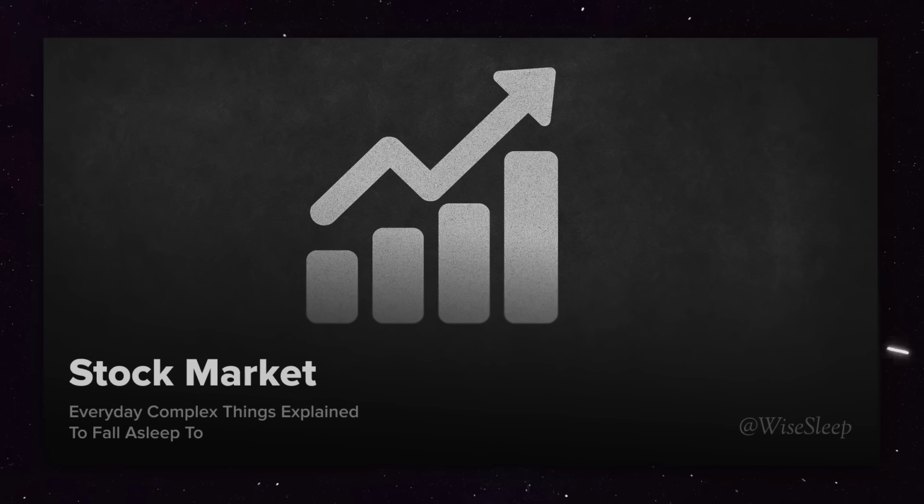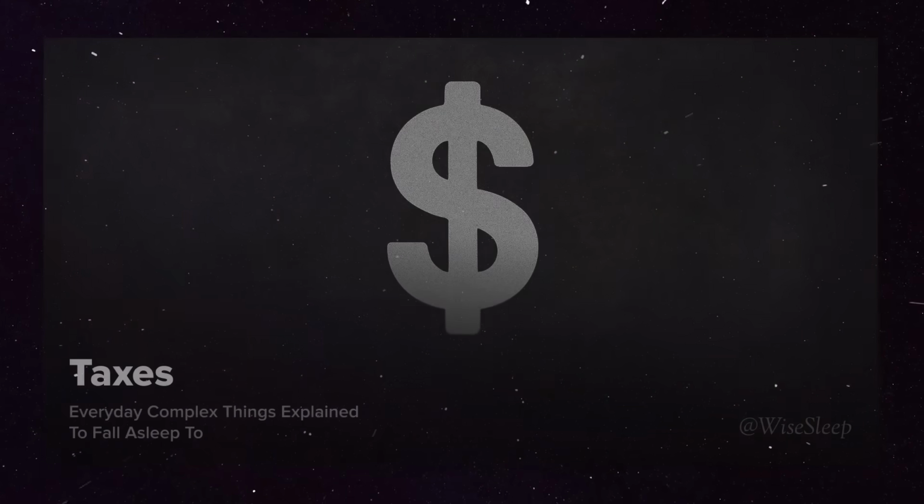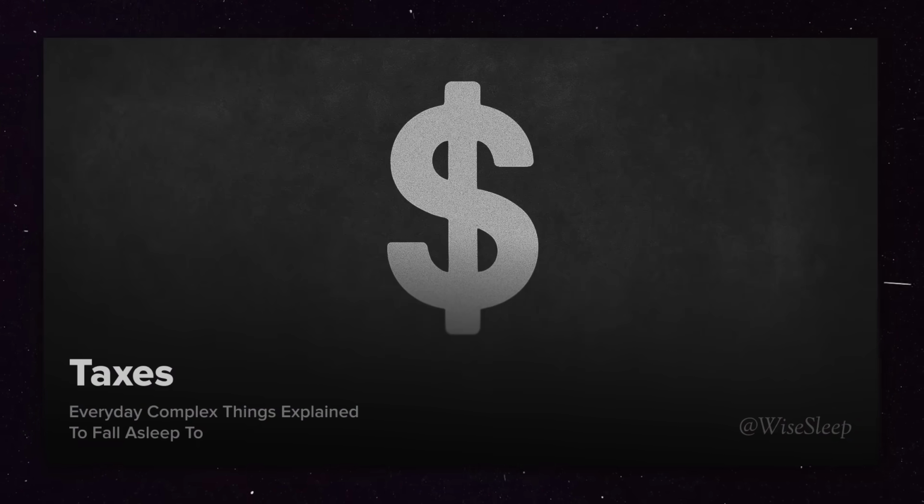It can move quickly, especially during uncertainty or major events. That's why you often hear about market volatility. Despite its ups and downs, the stock market plays a central role in modern economies. It connects investors with businesses and helps allocate capital where it's needed, fueling innovation, growth, and opportunity for both companies and individuals.